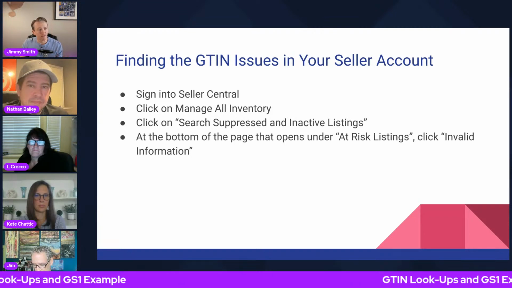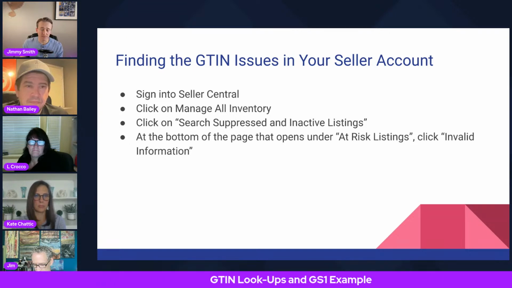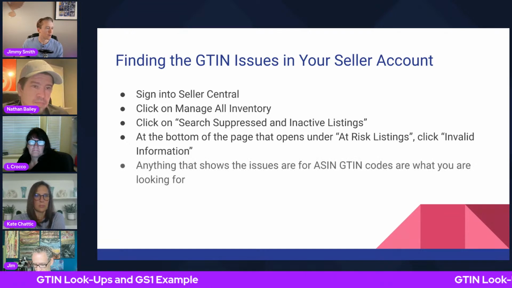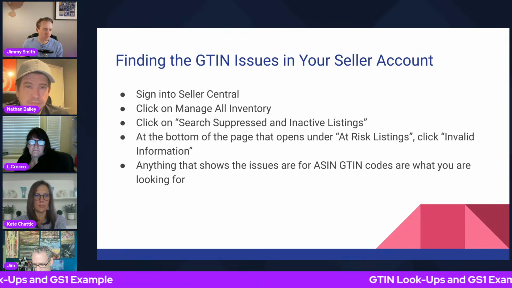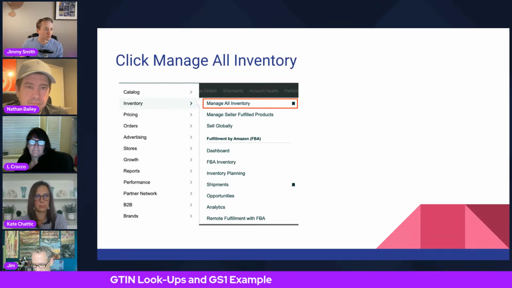And then you can click Invalid Information to see all of the GTIN issues, or even some other ones if there's ever anything else that would be in there for your account. Anything that shows the issues are for ASIN and GTIN codes are what you're looking for. And I'll show you what that looks like here in a minute. So these are the actual screenshots.